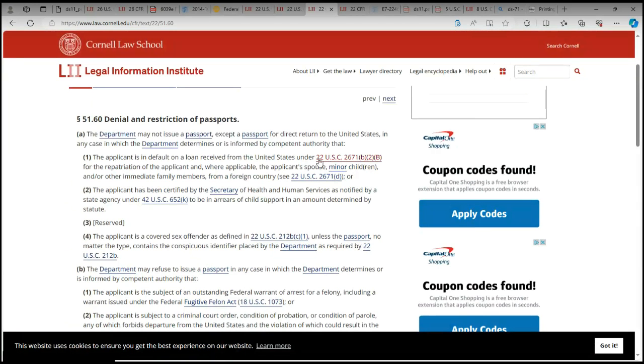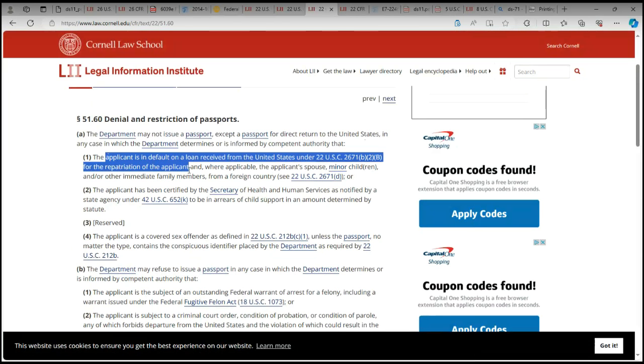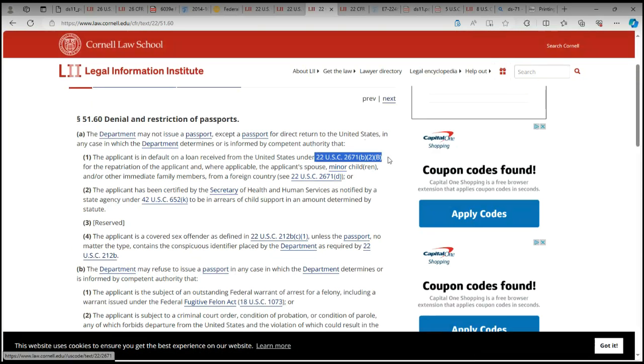And they're telling you to go see this section, 2671. So here they're telling you that they may not issue a passport except a passport for direct return in any case in which the department determines or is informed by competent authority that you are in default of a loan and you're trying to come back home. But a default under a loan under this section.